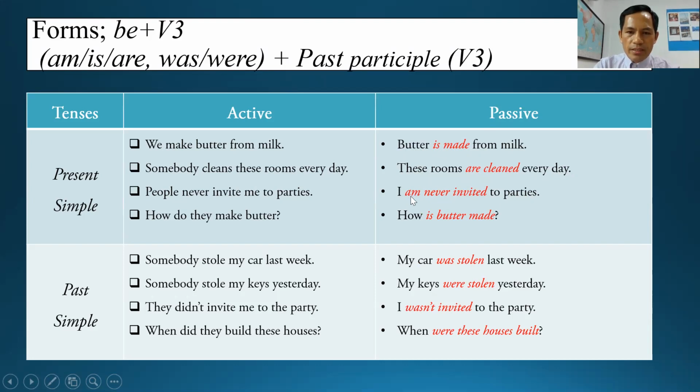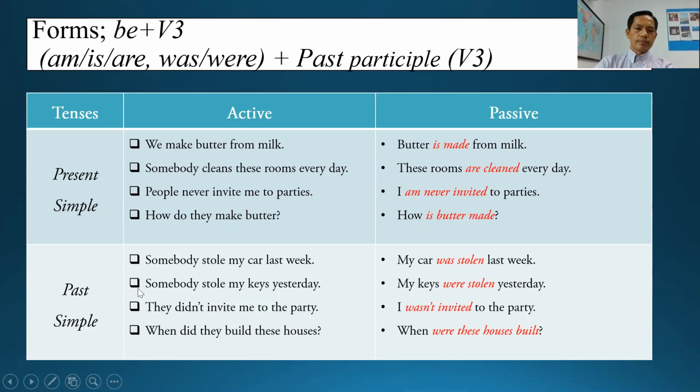Okay, am is the verb to be form. Never invited, verb 3. How is butter made? We choose how is butter made. In this case, our main focus is butter. It's not they. They is not important. So we don't know who they are, but our focus is butter. So we say, how is butter made? Is verb to be, and then made verb 3.